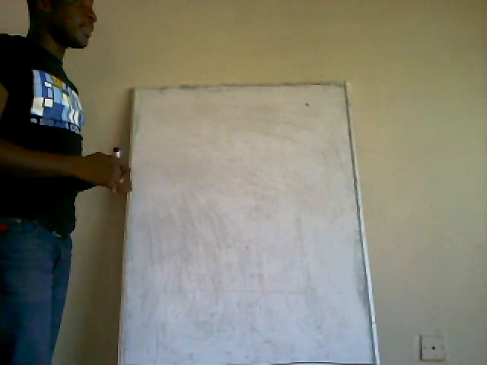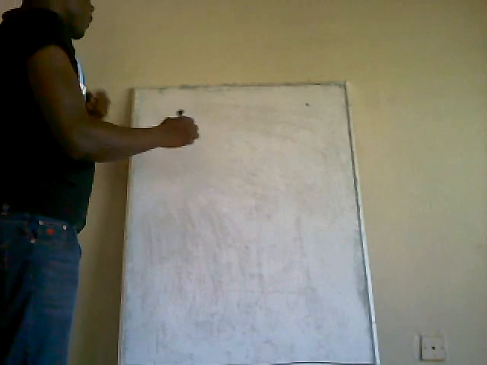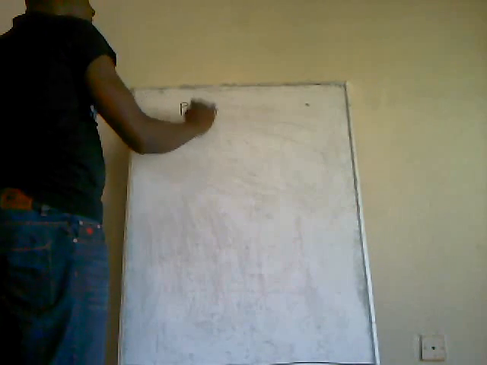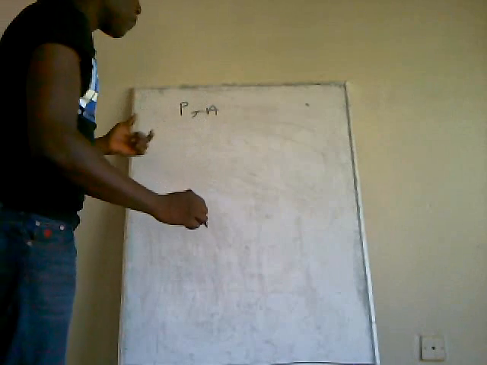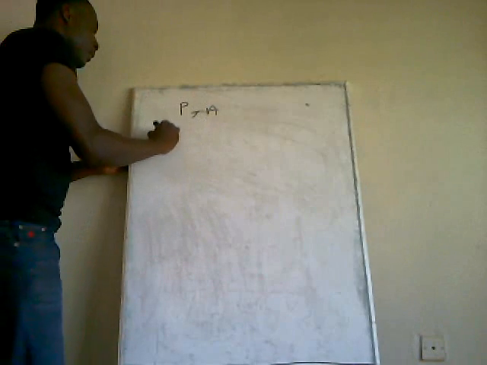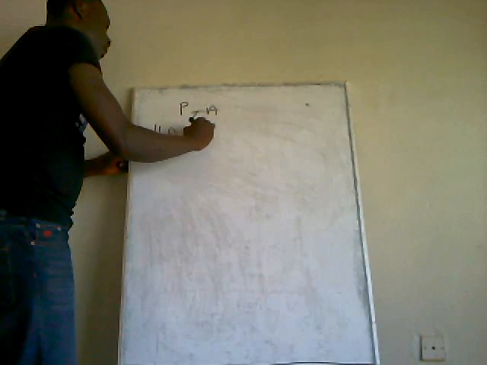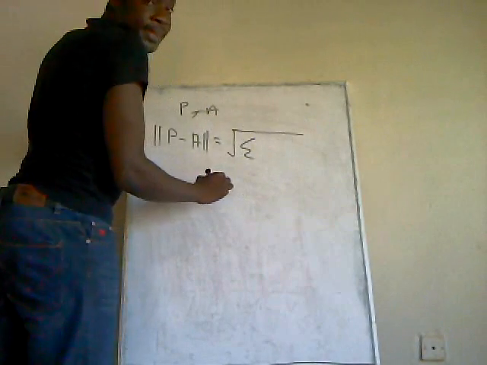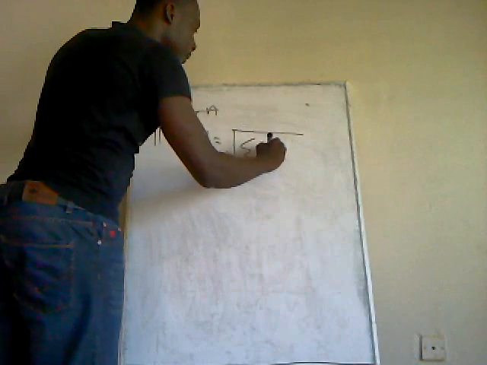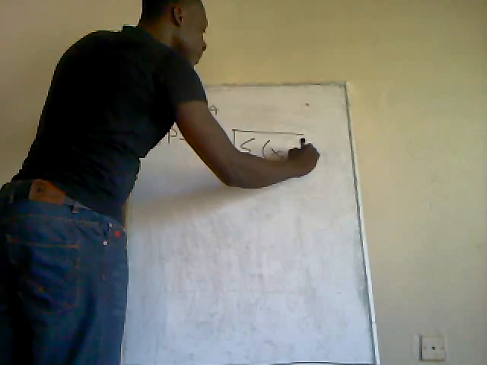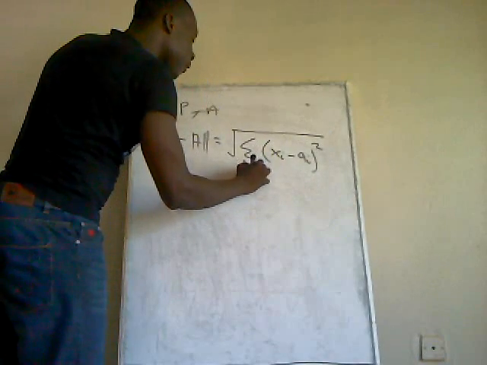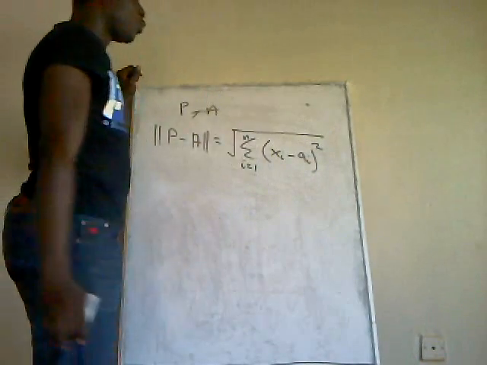Now let's define the distance between two points. If we have two points P and A, the distance between P and A, denoted |PA|, is equal to the square root of the sum of xi minus ai all squared, here i running from 1 to n.